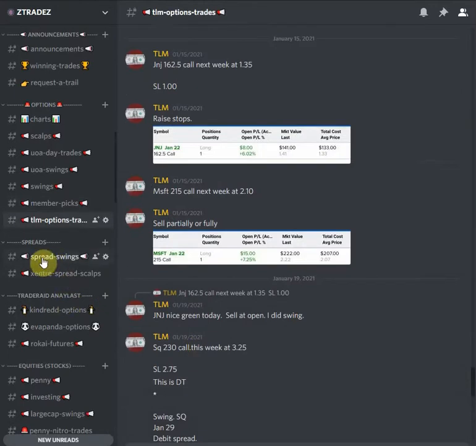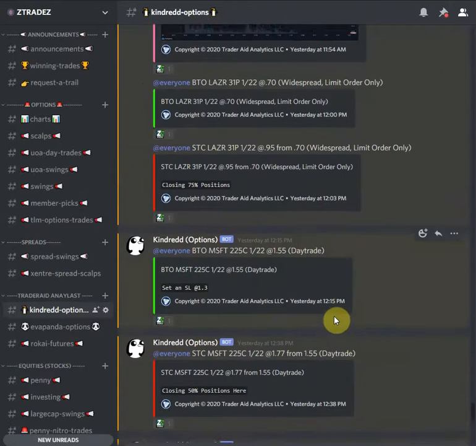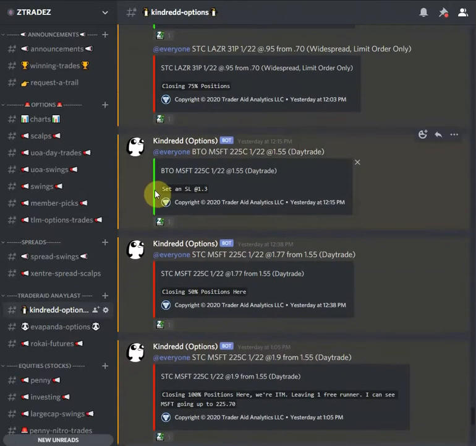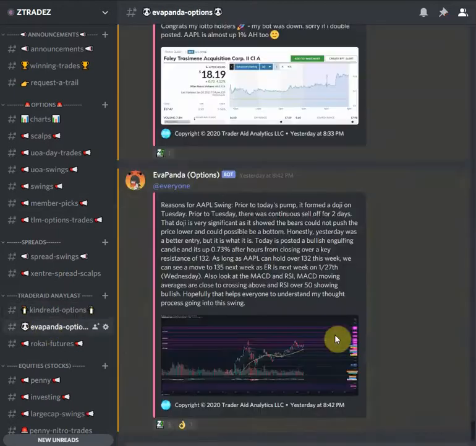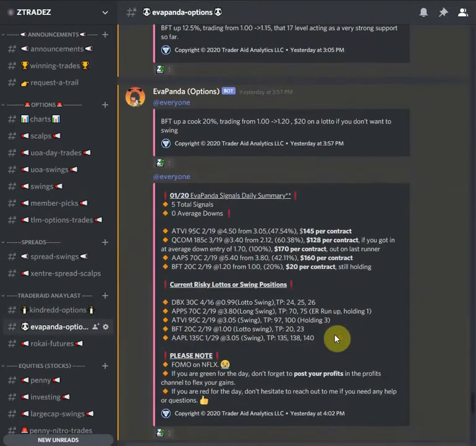We have spreads over here, swings. We have spread day trades. We have our Trader 8 analysts over in here. They like to post what they're taking as well. When it's green, that means they're buying something. When it's red, that means they're getting out. Same thing with Eva Panda. She's a fantastic trader as well, very accurate.